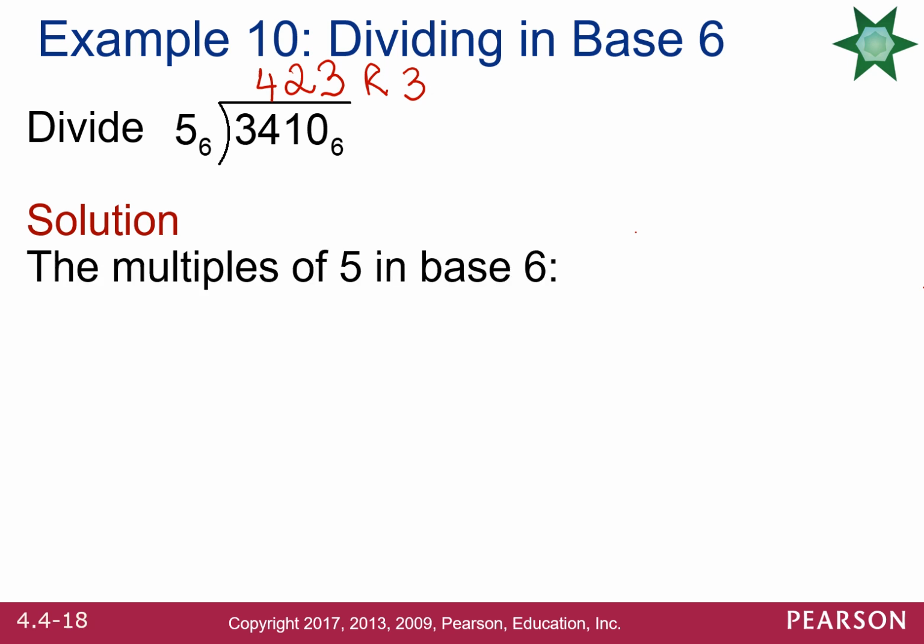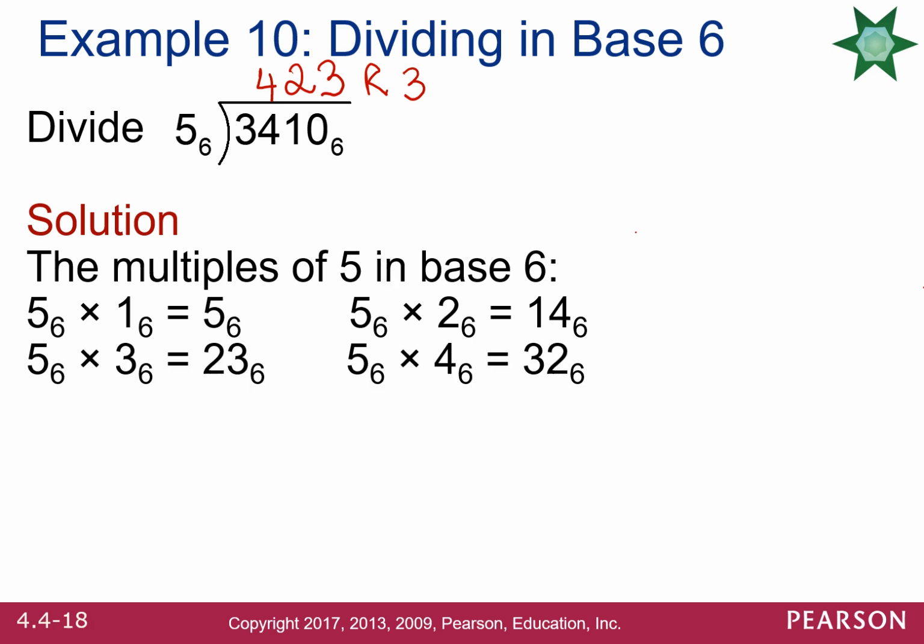Pull up the solutions. The multiples of 5 in base 6. So just like us, they also did the multiplications here. So 5 multiplied by 1 is 5 base 6. 5 base 6 times 2 base 6 is 14 base 6, which is what we had gotten too. 5 base 6 times 3 base 6 was 23 base 6, and 5 base 6 times 4 base 6 is 32 base 6. Let's see what else they have here. Oh, they multiplied by 5 base 6 again, and they came up with 41 base 6.